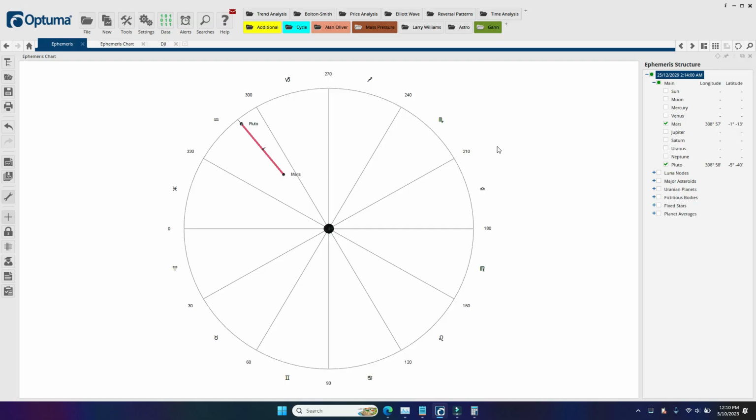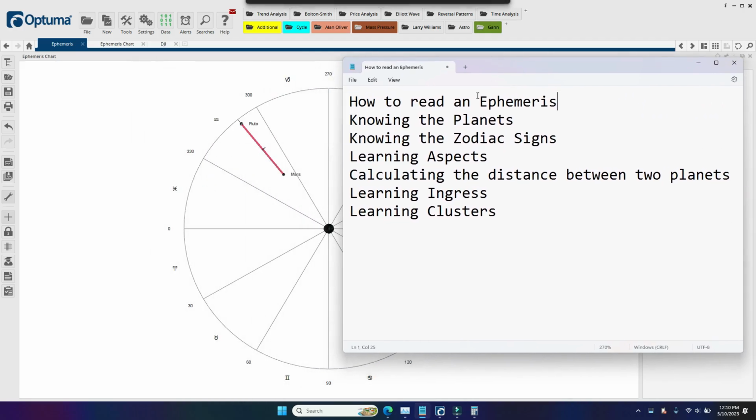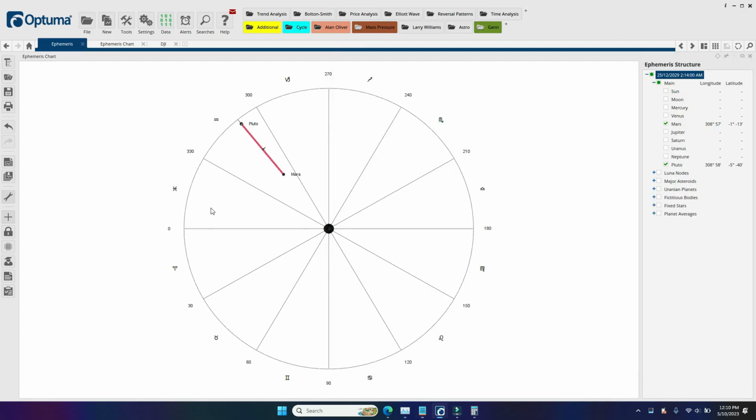So that's all I have for this one right here. If there are any updates or anything else that I want to add to this, I will go ahead and make a follow-up video to this. But I think that pretty much summarizes the important information you need to know on how to read an ephemeris, understanding the planets, knowing the zodiac signs, learning the aspects, or at least quick learning them, calculating the distance between two planets, learning ingresses, and learning clusters.